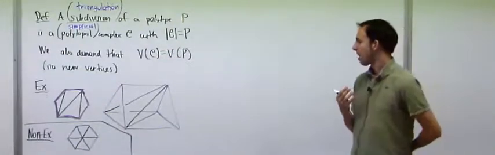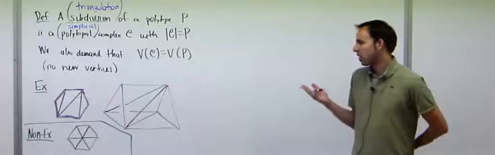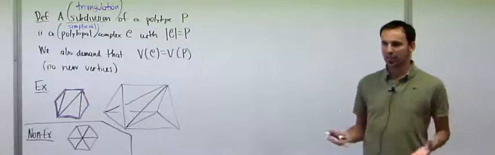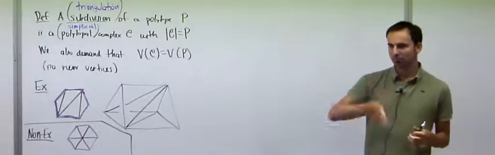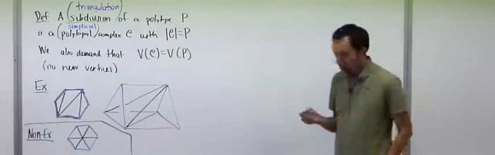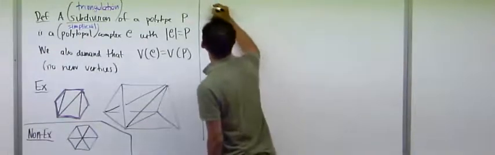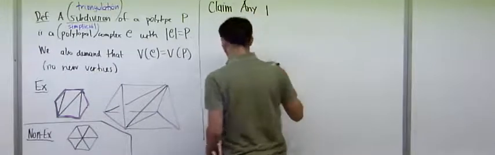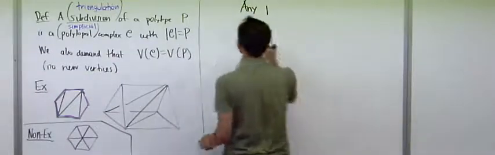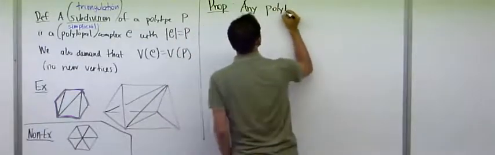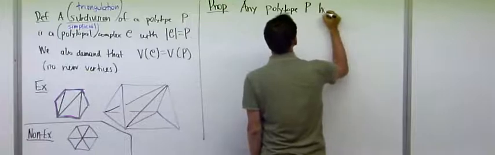So again, I think in the plane it's kind of clear that if you take any convex polygon, then you can just draw diagonals to triangulate it. How am I going to do this in higher dimensions? Let me not say claim, let me say proposition, because we're going to prove it. Proposition: any polytope P has a triangulation.